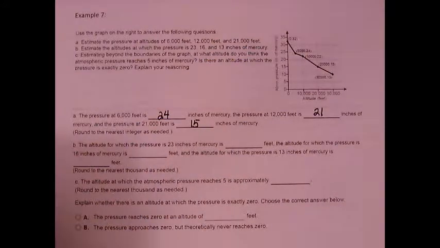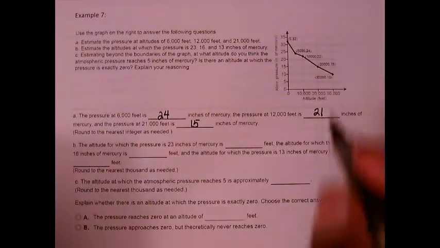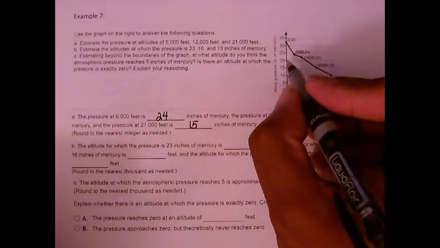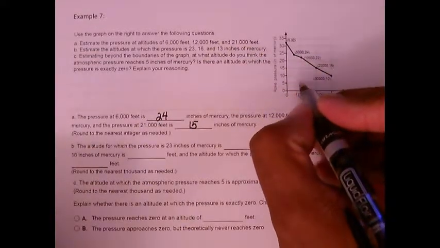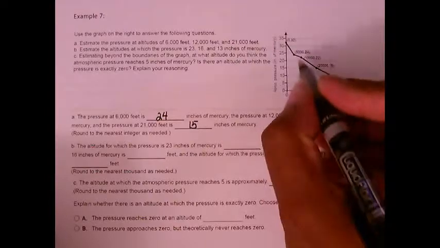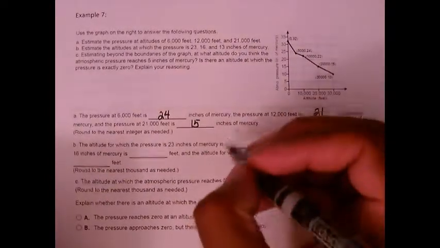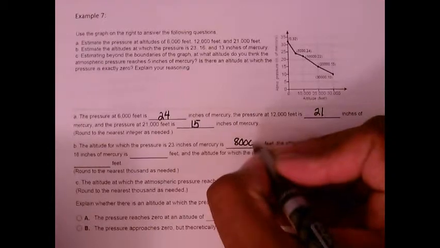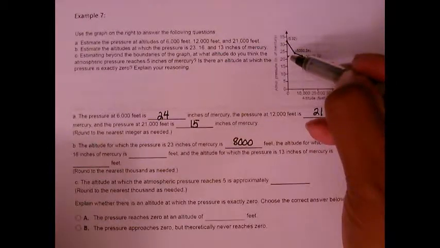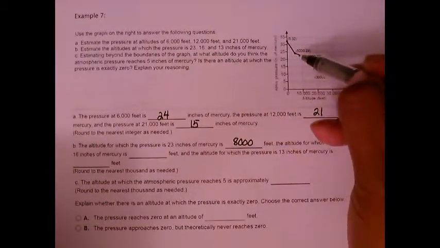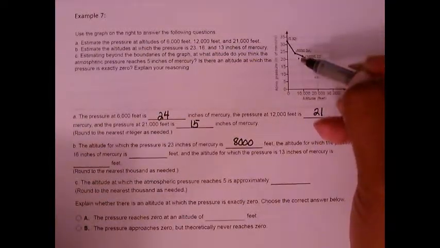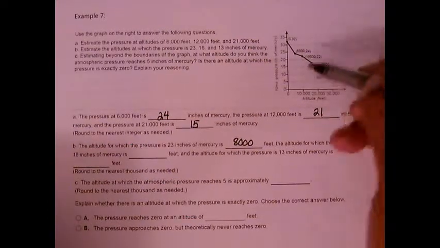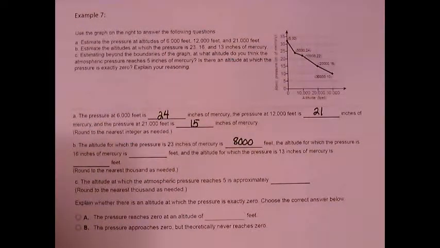So in part B, we're going to find the altitude for which the pressure is 23 inches. So it's between 20 and 25. That would mean it would be approximately 8,000 feet. Because here's, I'm going to say 23 is about right here. If you go across here to that point there and then read down from the horizontal axis, it will be less than 10,000, which I'm going to say 8,000 feet.